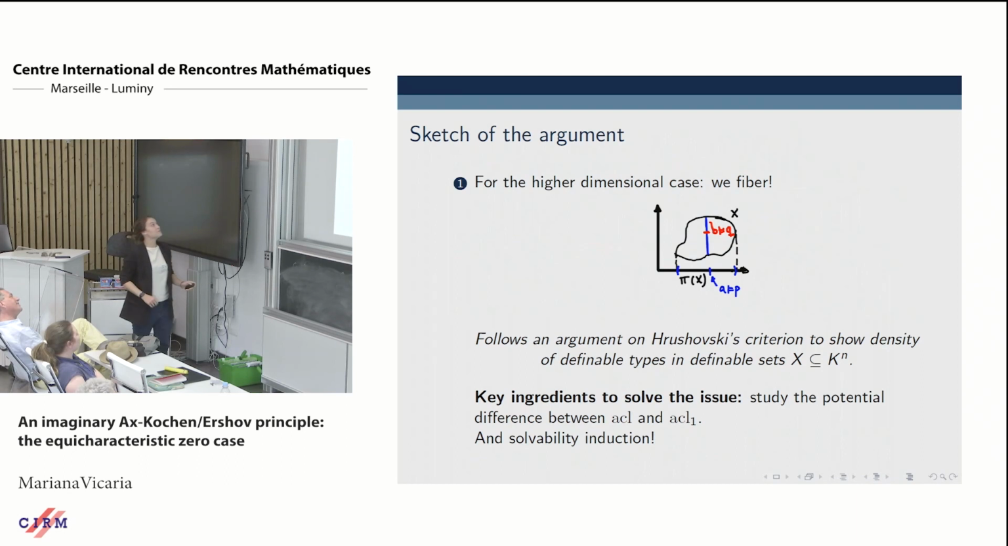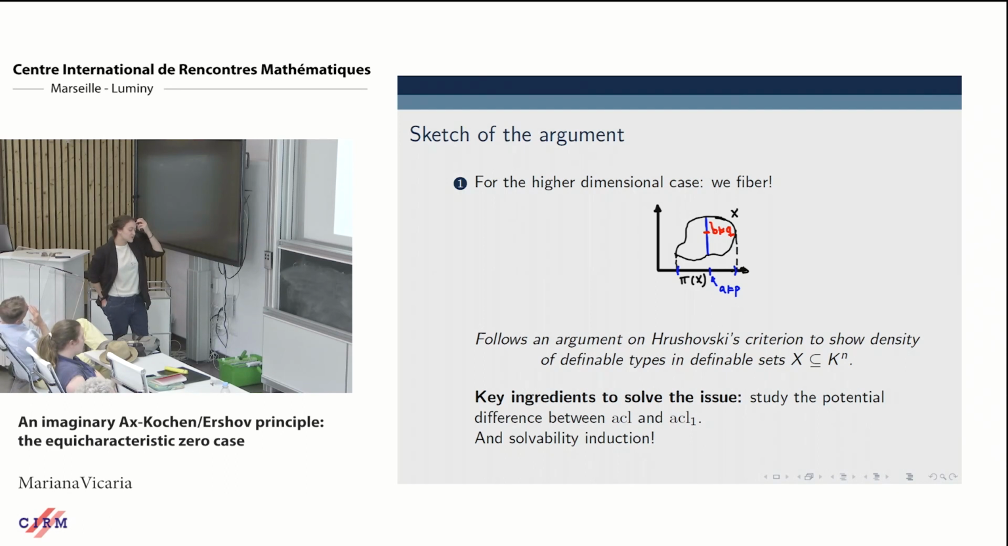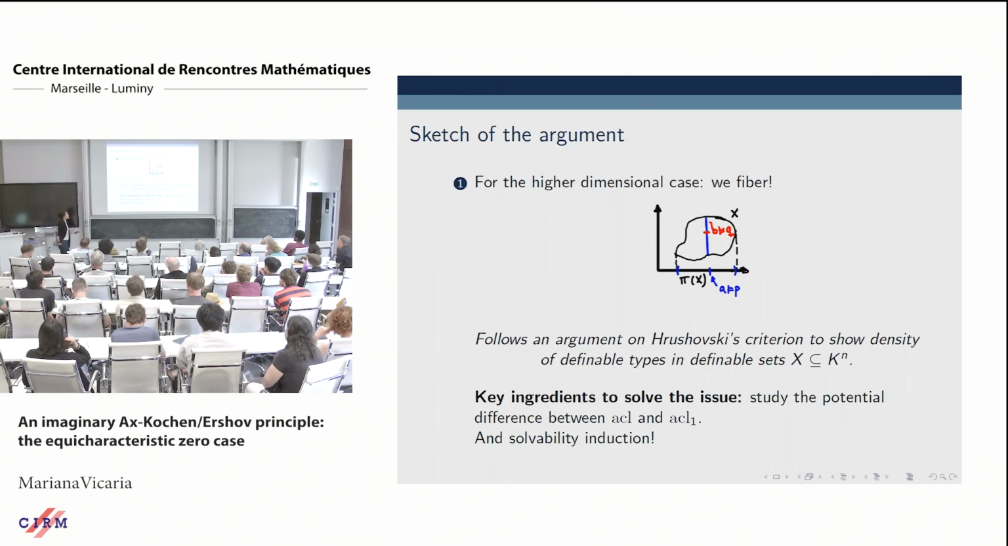So, okay, in essence, how do you actually generalize this notion for the higher dimensional case, right? And the idea is, what we're going to do is to fiber, and follow by induction. This is following an idea that was present already in Grishowski's criterion, or the proof, where it's clear that once you assume density of definable types for one-definable sets, you actually obtain density of definable types for n-definable sets, right? This is going to be technical, but in essence, you now pick up your favorite set, X in n variables, and you want to proceed by induction.